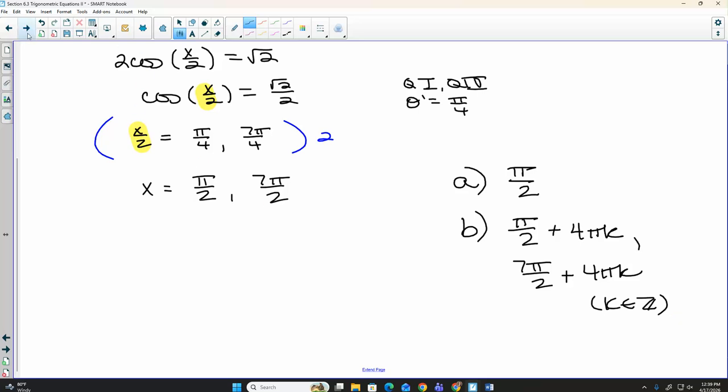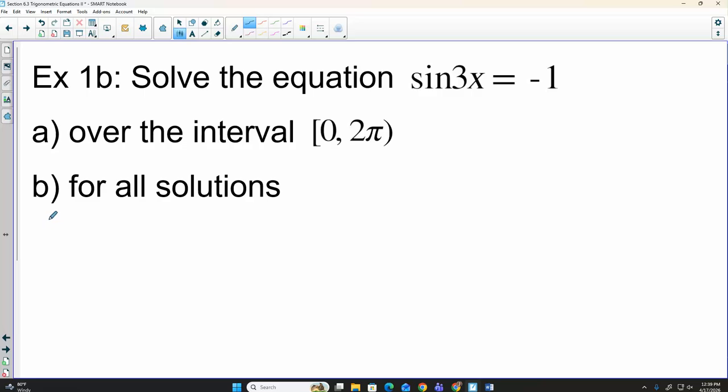So then, sine of 3x equals negative 1. My sine is already by itself, so I don't have to do anything there. Let's talk about period for a moment. What is the period for this? Normal period is always 2 pi divided by the number in front of x.